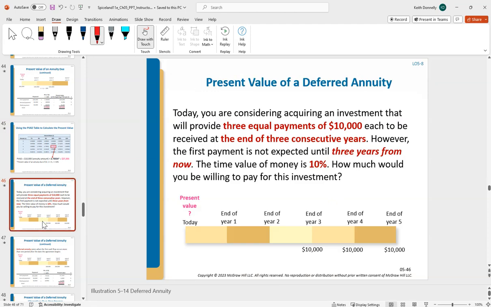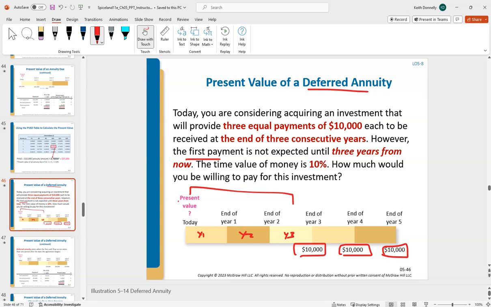They then talk a little bit about the present value of a deferred annuity. So they're giving us an example here. Say you want to buy an investment that will provide 3 equal payments of 10 grand. So it'll give you 10, 10, 10. However, the first payment you're not going to get until the end of 3 years. So we have this little gap here before the payments start kicking in.